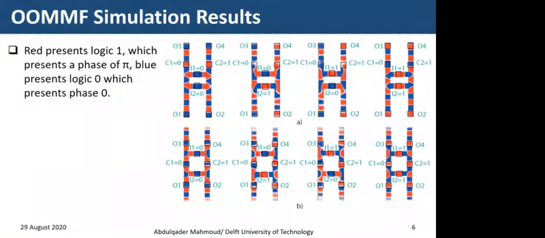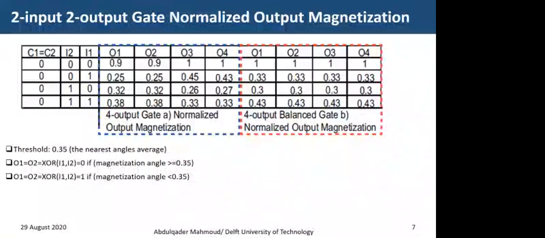The same holds true for the balanced one. As you can see here, this one is the magnetization output of the unbalanced gate, and this one is the magnetization of the balanced gate. In order to construct an XOR gate, we need to define a threshold, which is 0.35. It's the average between these two values, such that if the magnetization is greater than 0.35, which is 0.9 and 0.3, then it is 0, whereas if it is less, then it is 1. So it is 0, 1, 1, 0, which is the XOR gate.